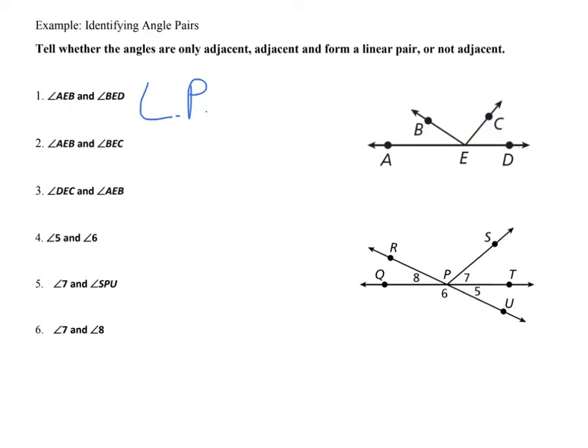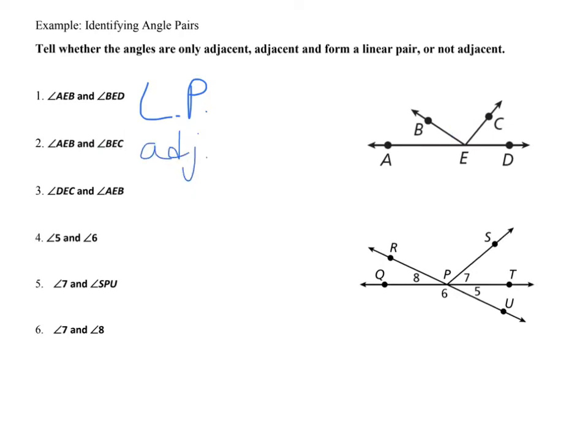The next two angles they want us to do are AEB and BEC. So AEB is that same angle that we had in the last one. Now the next angle they gave us is B to E to C, which is this angle. So these two angles do share ray EB, but AE and EC do not form a straight line, so these are just adjacent.